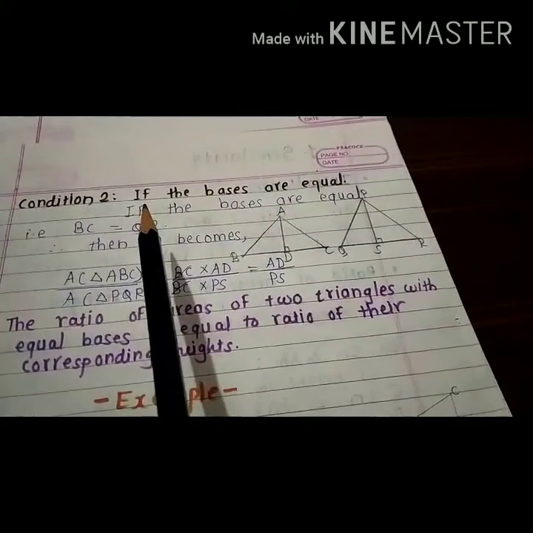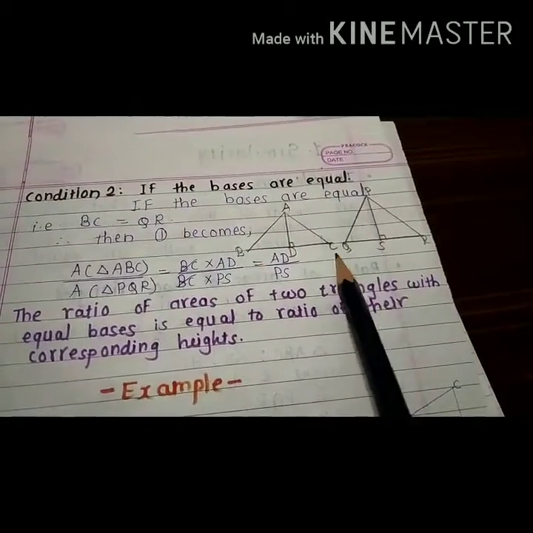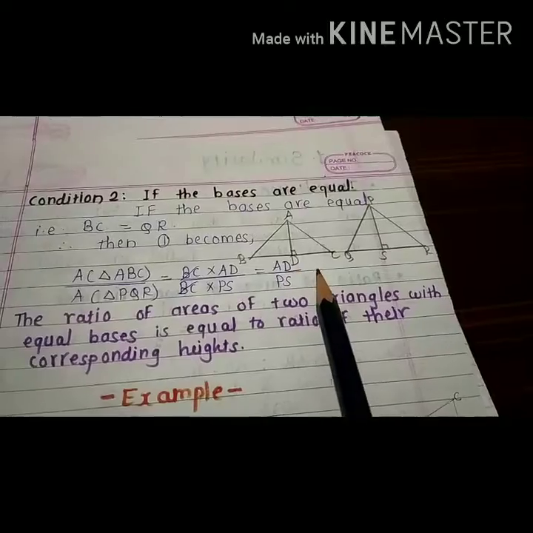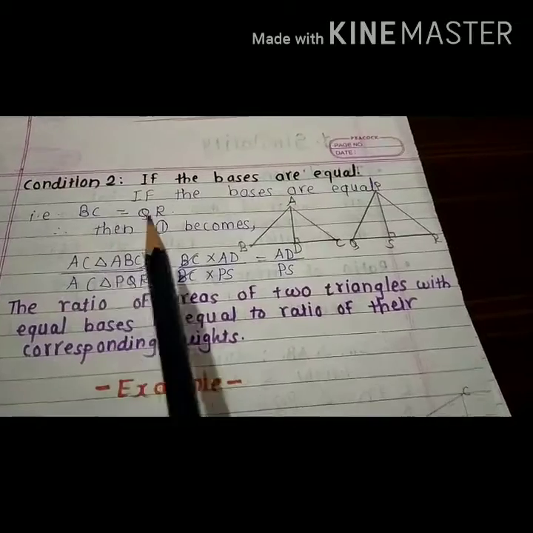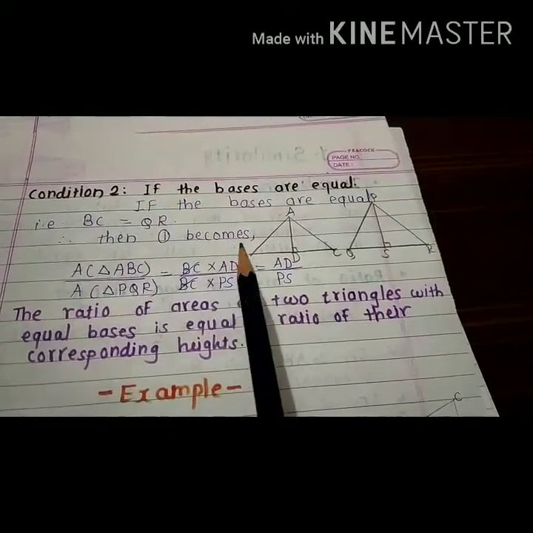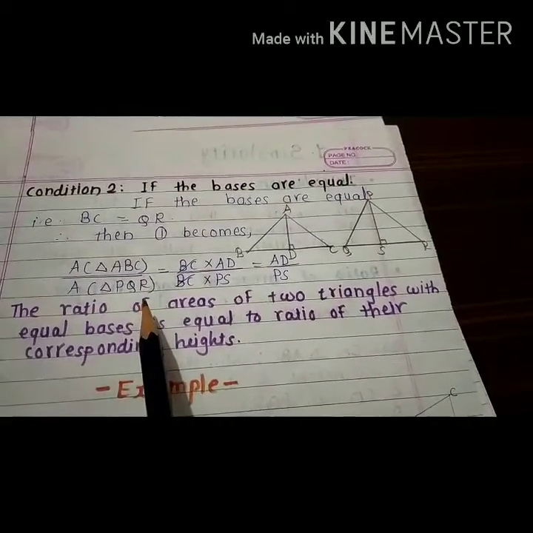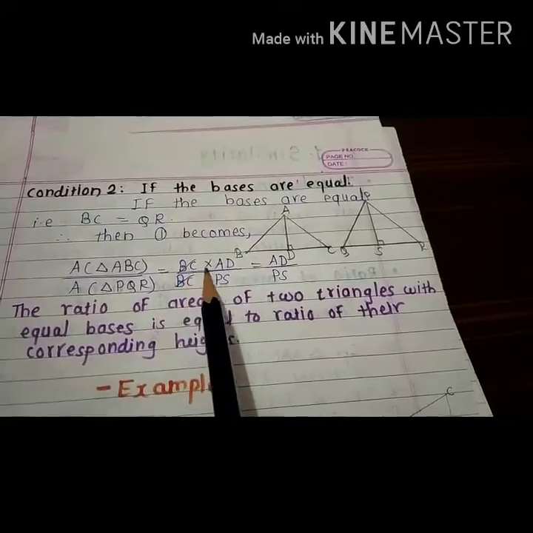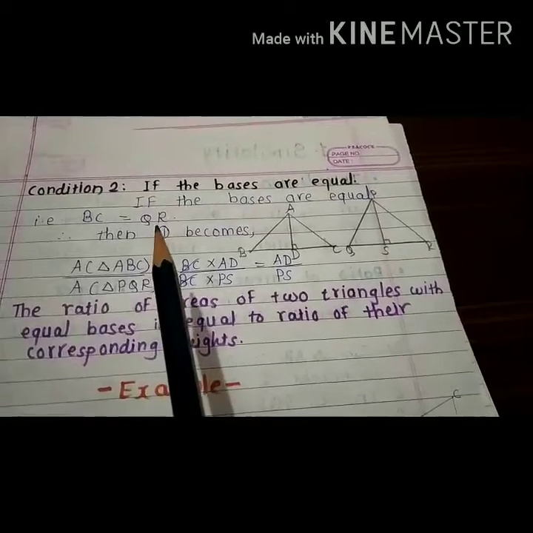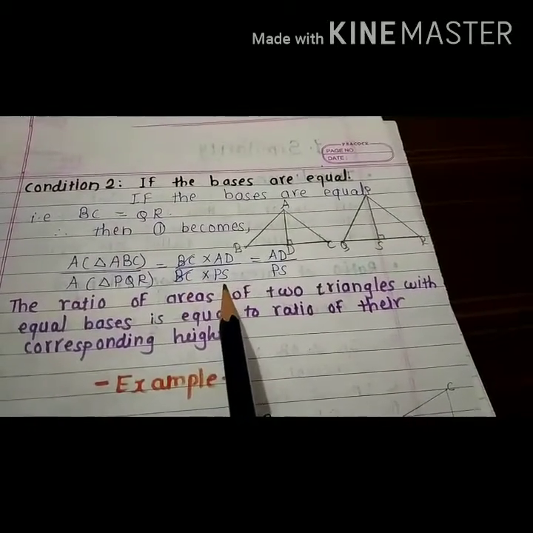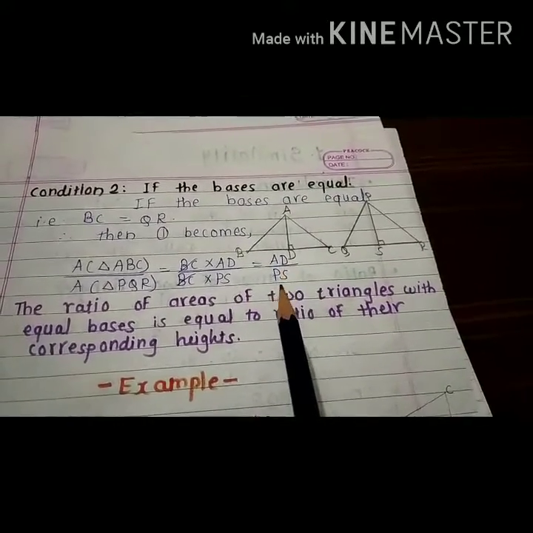Second condition we see here: if the bases are equal. In the same triangles, which are the bases? Segment BC and segment QR. The bases are equal means BC is equal to QR. Then equation 1 becomes: area of triangle ABC upon area of triangle PQR is equal to BC into AD upon BC into PS, replacing QR by BC. BC gets cancelled, which is equal to AD upon PS.